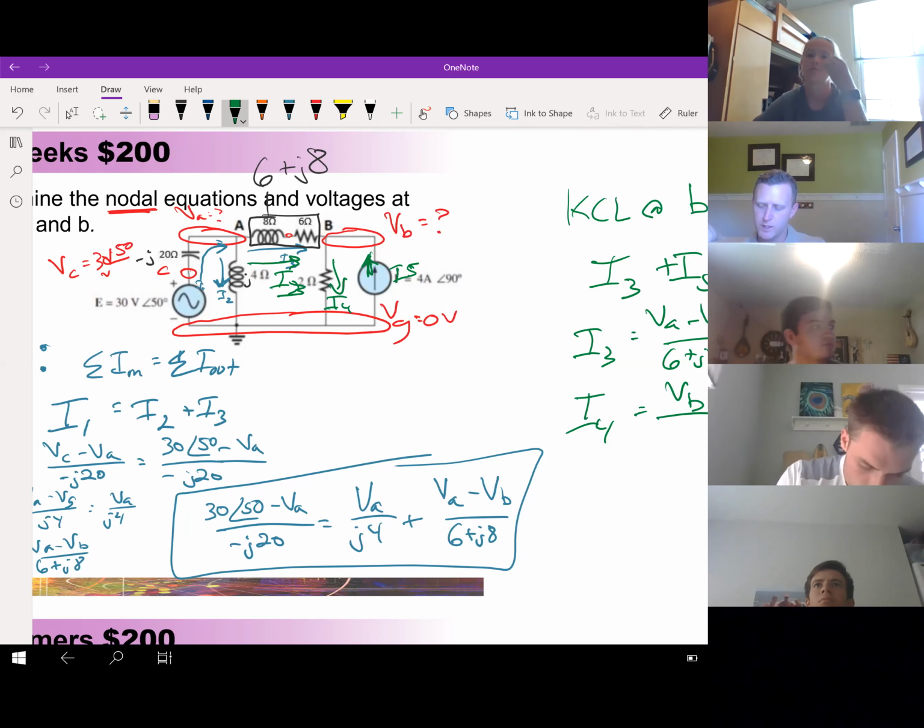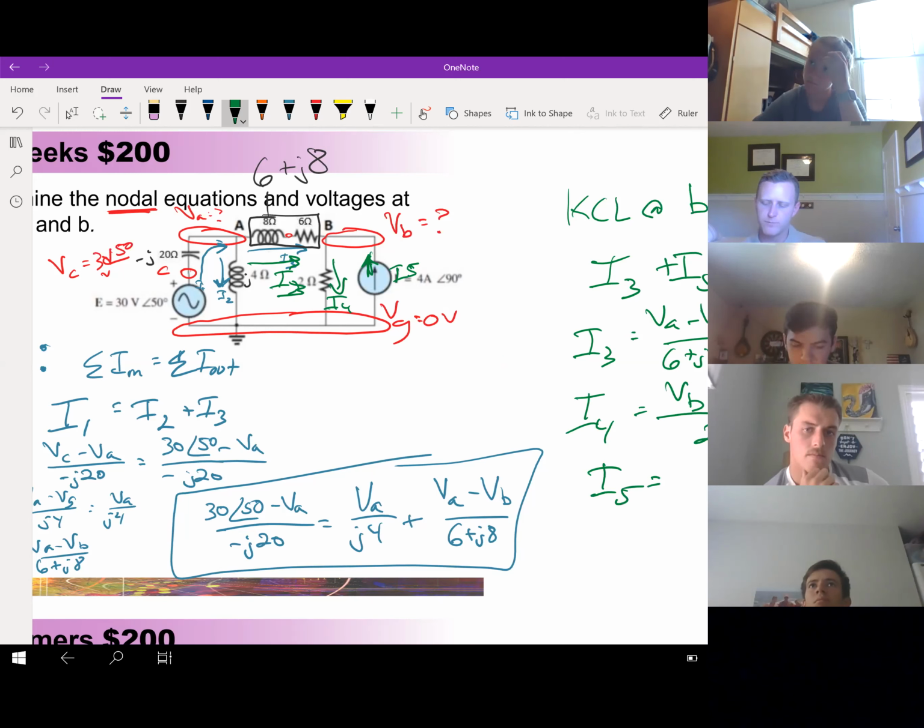I4 is going from VB to ground, going across a 2 ohm resistor. Well, ground is 0, so it's just VB over 2. And I5 is given, 4 amps, angle 90.